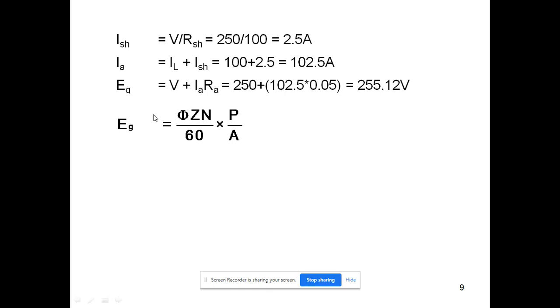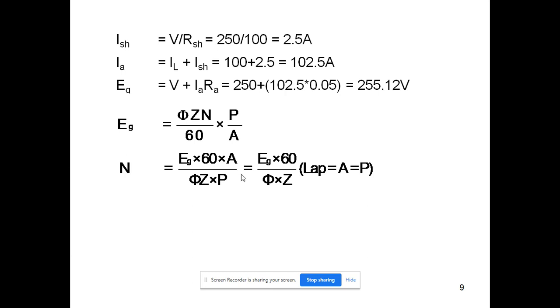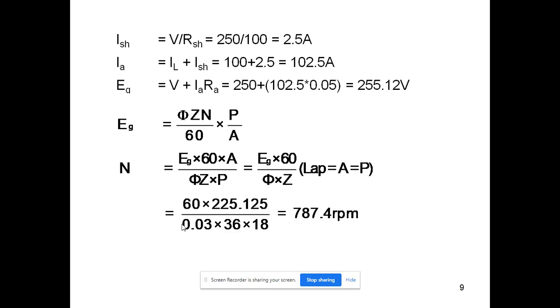Now from all this data we can find the speed, that is N. On substituting, we get 787.4 rpm. This is the speed with which the generator is rotating.